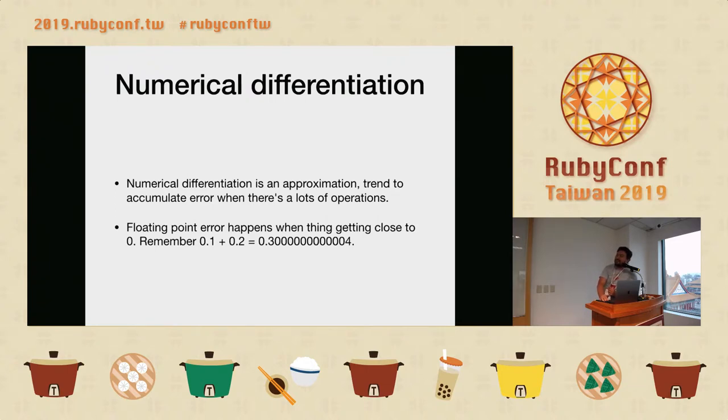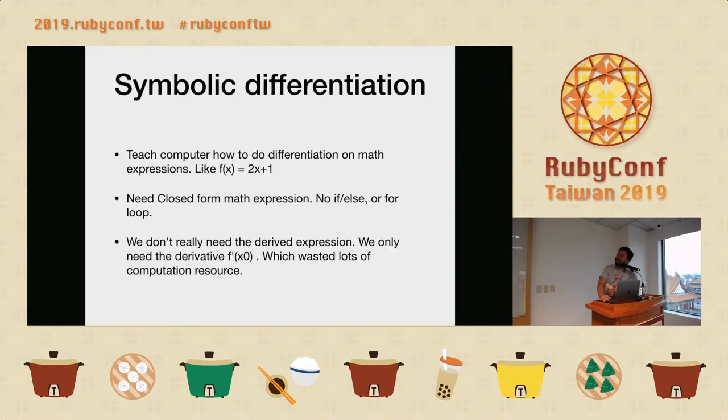So if you remember, in Ruby, 0.1 plus 0.2 is not 0.3. It's 0.30000000000000004. Yeah, it's a pretty weird thing, but it's just floating point error. You can try it on your computer, in IRB, and you'll get this pretty strange value.